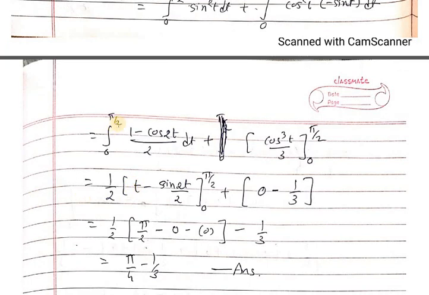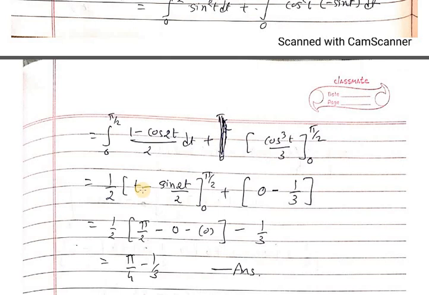So integrating this one, that will give you integration from 0 to pi by 2 of (1 minus cos 2t) by 2 dt, plus cos cube t by 3 from 0 to pi by 2. So it is equal to 1 by 2 common out, 1 has the integration t, cos 2t has the integration sin 2t by 2. Here we are going to put the limits: cos pi by 2 has a value 0, minus cos 0 has a value 1. So this will be 0 minus 1 by 3.